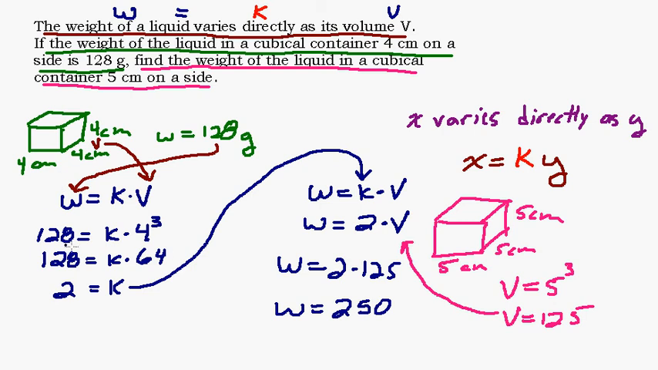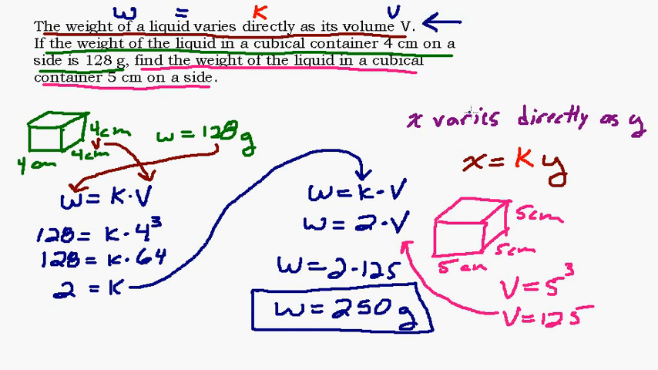And since my example over here was in grams and centimeters, those labels will remain the same, so this would be 250 grams. So it's really a 3-step process with these variation problems. The first part is to set up your formula right here. They're going to give you some statement: the weight of a liquid varies directly as its volume V. That statement is to allow you to set up the formula. Then the second thing they're going to do is give you a specific example that's going to allow you to find K.